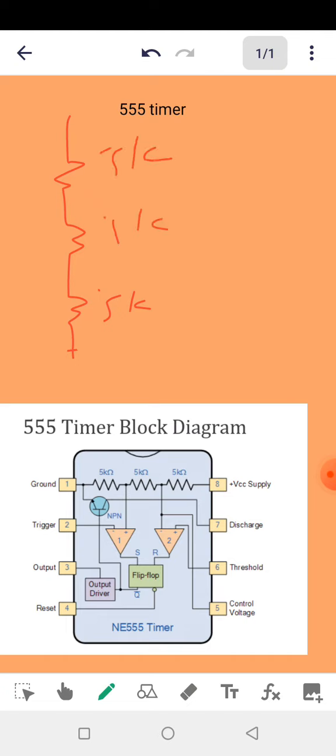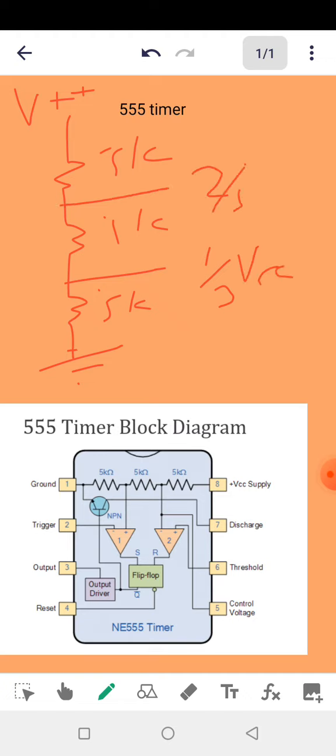Now as a student of physics or mathematics or electronics especially, if you check this arrangement, 5K ohm resistors, 3 of them in series. So the voltage across them, for the voltage here, this will be 1/3 of VCC. This will be 2/3 of VCC. Then this is 3/3 of VCC, which is actually VCC.